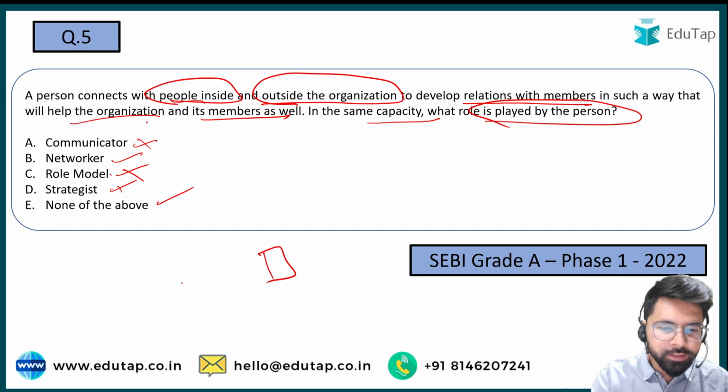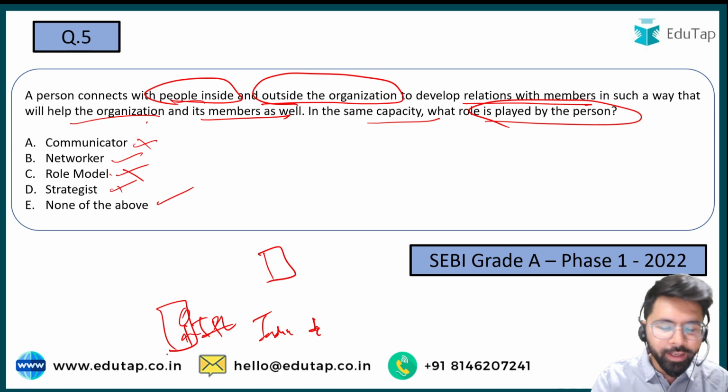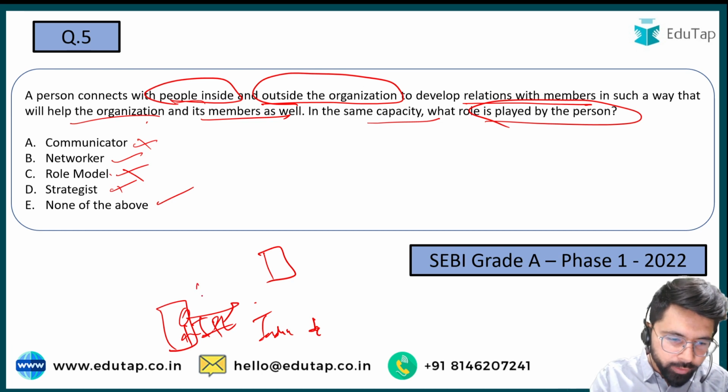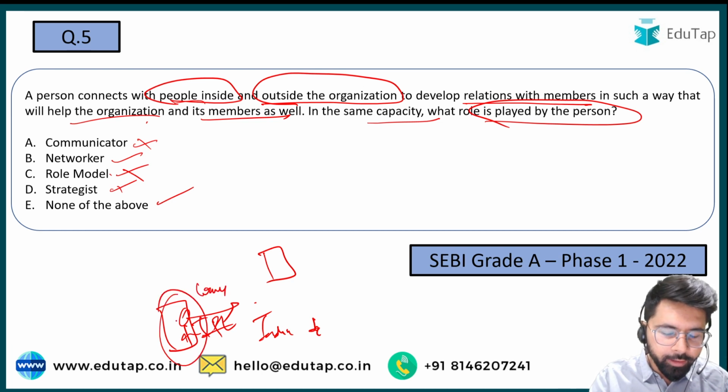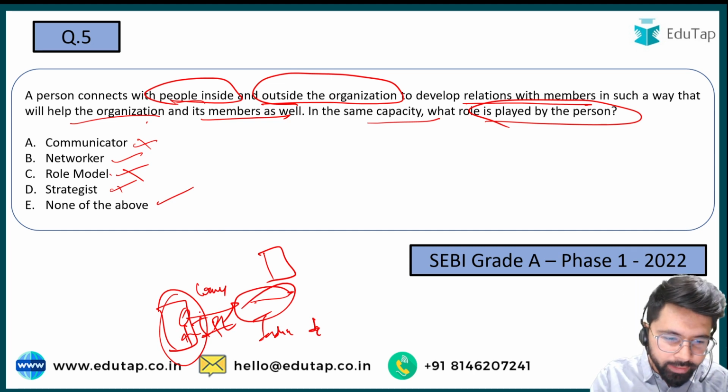So communicator is, suppose you consider any IPL team, or the Indian team, take the example of the Indian team. The Indian team captain would come and address the media. What are the thoughts of the Indian team during any particular point of time? So he is communicating the team plan to the media at large. So he is acting as a communicator.